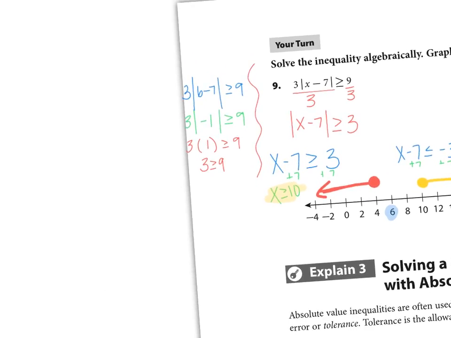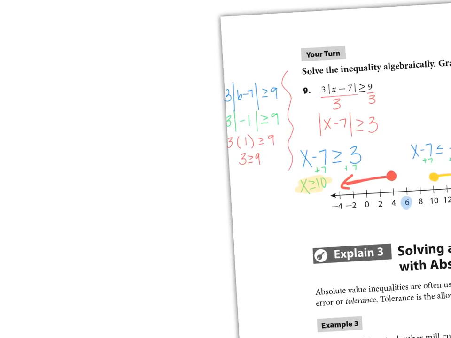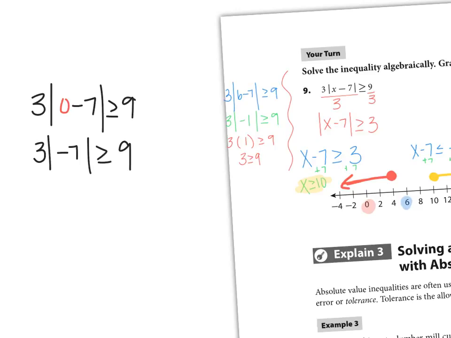So let's pick 0. We're going to do one on both sides. So my absolute value inequality says 3 times the absolute value of x minus 7, but instead of x, we're going to put 0. 0 minus 7 is going to be negative 7. So 3 times the absolute value of negative 7 is greater than or equal to 9. What is the absolute value of negative 7? Positive 7. So we get 3 times 7 is greater than or equal to 9.